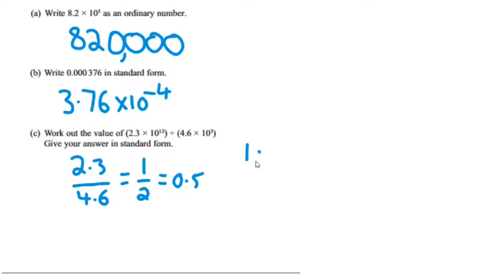As for the 10 to the 12 divided by 10 to the 3, well, again, if we just think about how indices work, if we're dividing through like this, if timesing was to add the powers, dividing is going to minus, so 12 minus 3 is going to leave us with 9. So we have 0.5 times 10 to the 9.